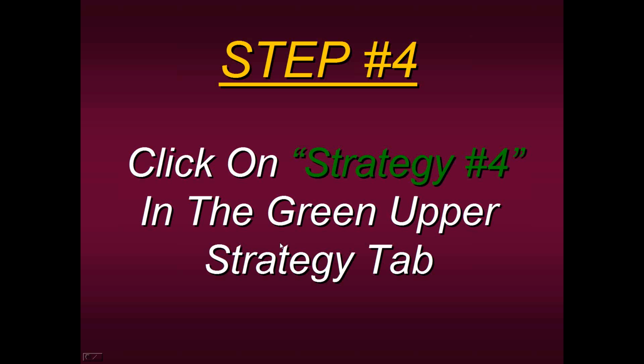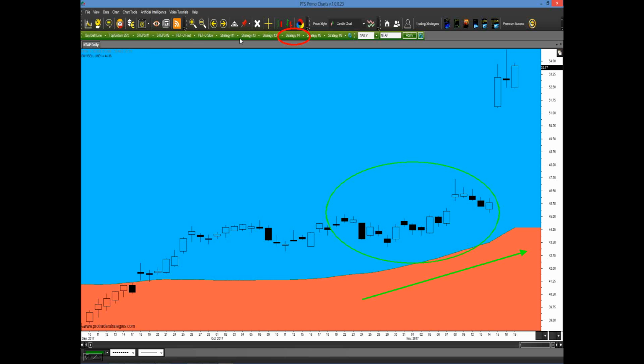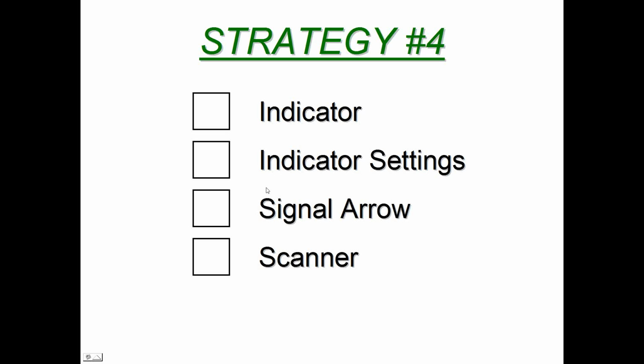Now we go to the last step. This is how easy it is. Click on strategy number 4 in the upper green strategy tab. So here we go back to this green strategy tab. We click on strategy number 4. We see how simple we make it for you. The drop-down menu appears, and this time you simply hit signal arrow.